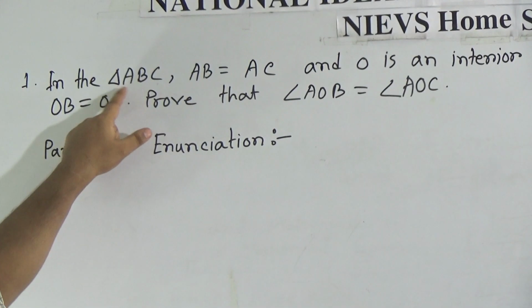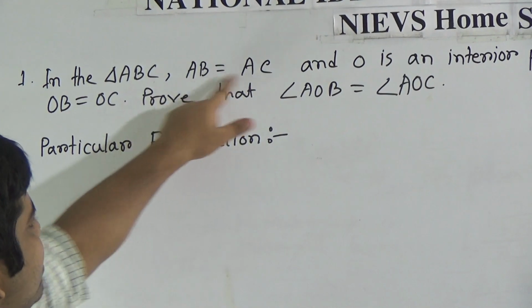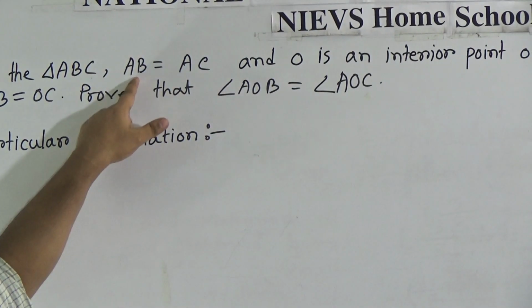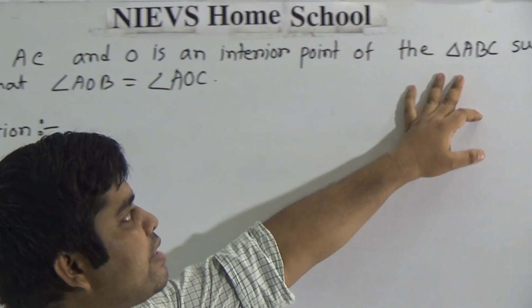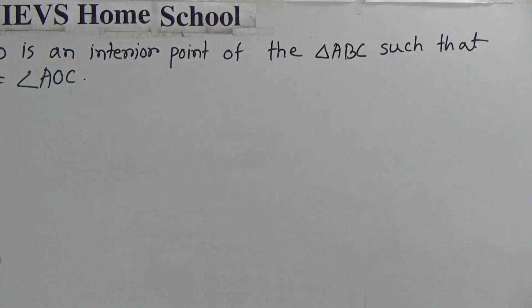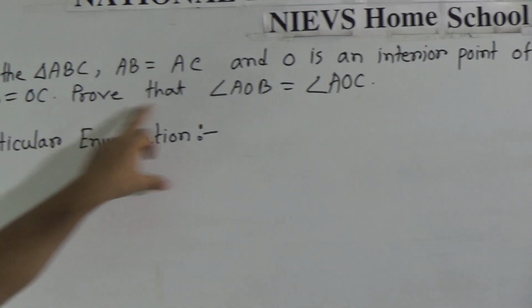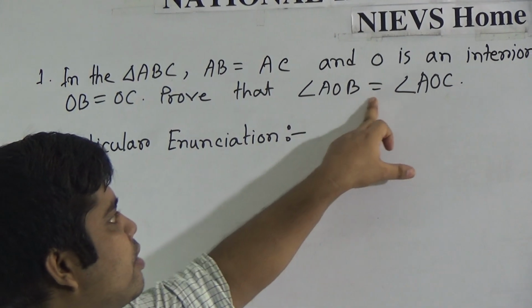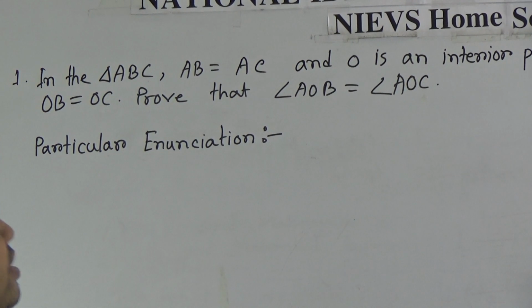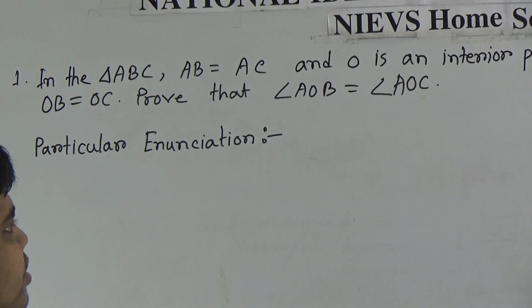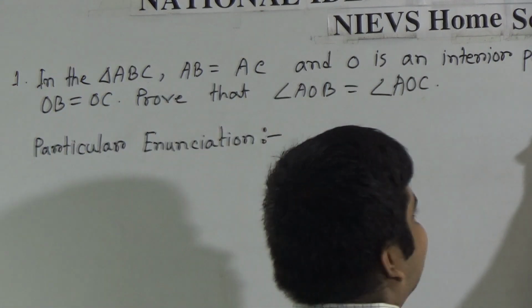In the triangle ABC, a triangle whose name is ABC, AB equal to AC, and O is an interior point of the triangle ABC such that OB equal to OC. Prove that angle AOB equal to angle AOC. My dear students, it is a so easy problem. Just notice and you can easily answer this question.